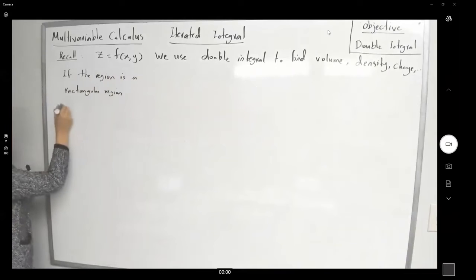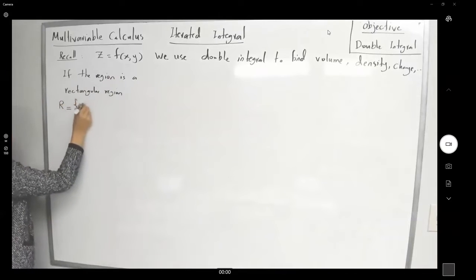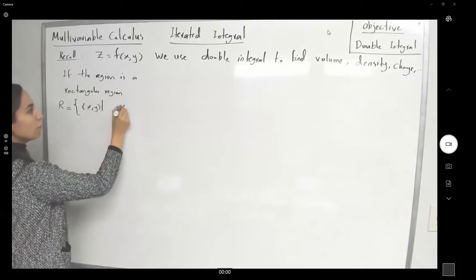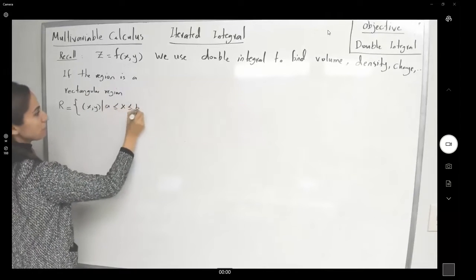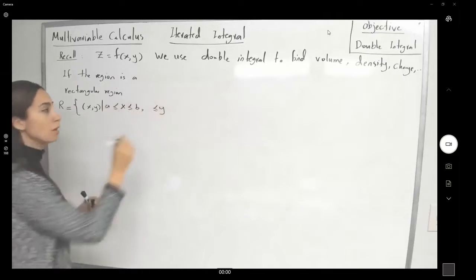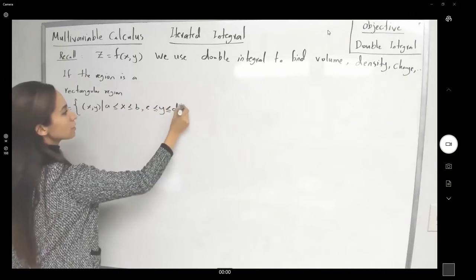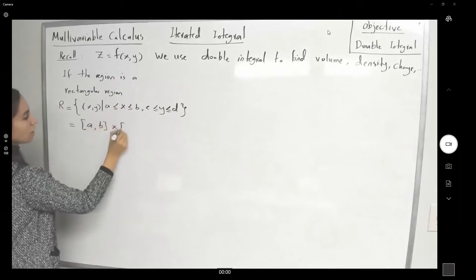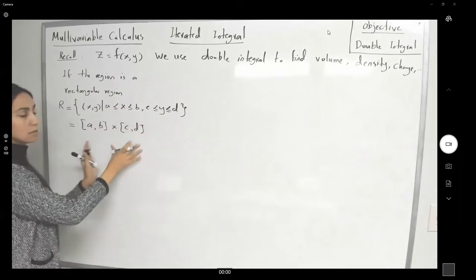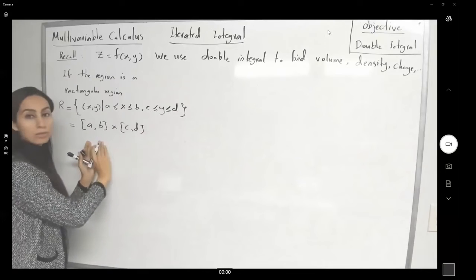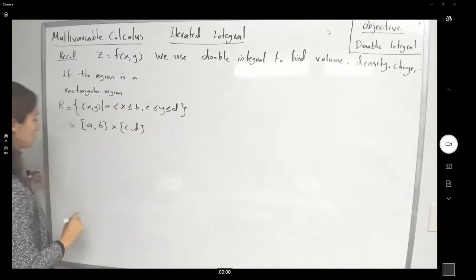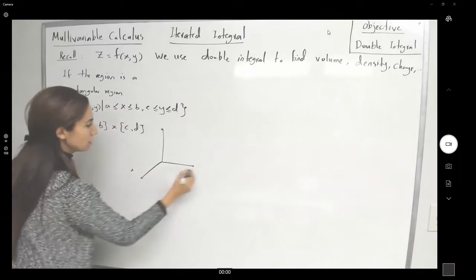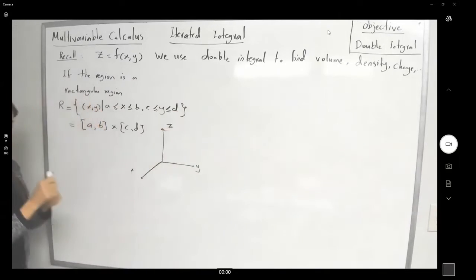remember the definition of a rectangular region R equals the set of points (x, y) such that x is bounded between two fixed numbers, a and b, and y is bounded between two fixed numbers, c and d. We can represent this by [a, b] cross [c, d]. This represents a rectangular region in the plane. So the visualization is going to be like this. You have x, y, z, and this is your region down here.